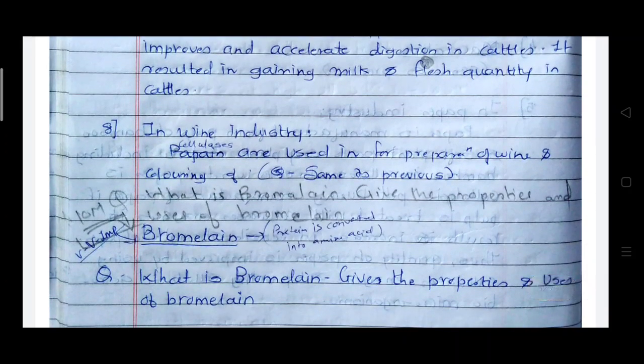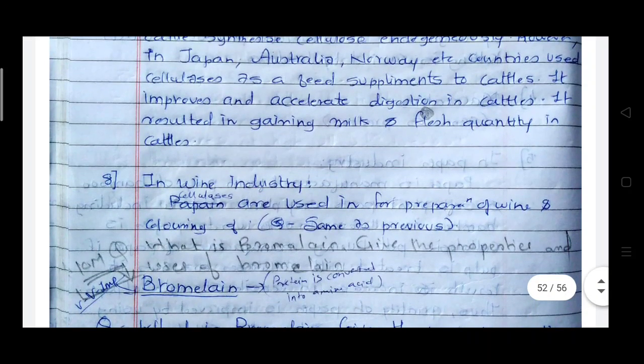Then the next application of cellulase is in the wine industry. Cellulases are used in the preparation of wine and also the coloring of wines. So these are the applications of cellulases, which are used for different purposes. This is also one of the important enzymes which are industrially or commercially used. So this is all about the enzyme cellulase.